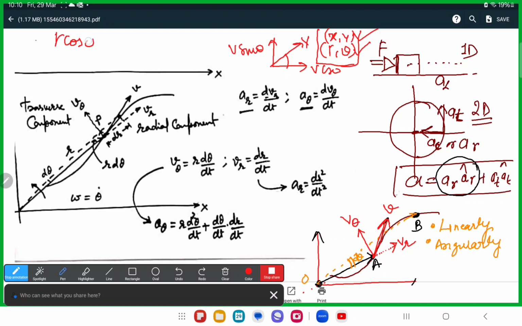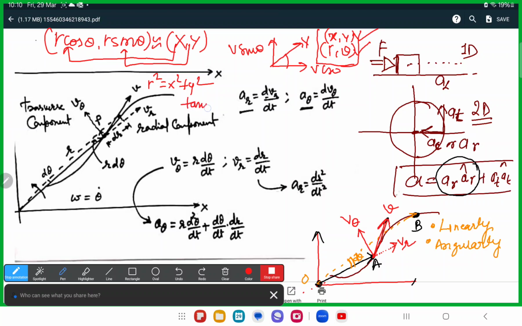r cos theta, r sin theta, that is equivalent to x comma y. So we can respectively change the polar coordinate into Cartesian coordinate. Once we square and add, we get r square is equal to x square plus y square. So here we can get the value of r in terms of x and y, and once we divide, we can see tan theta is equal to y by x.